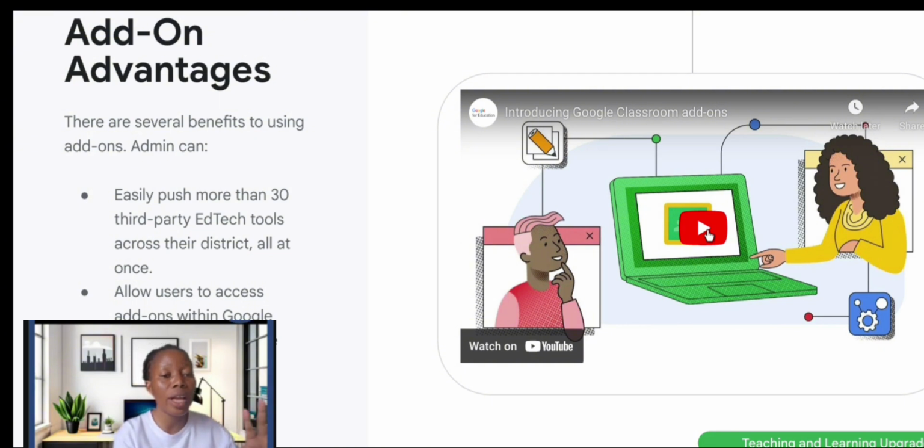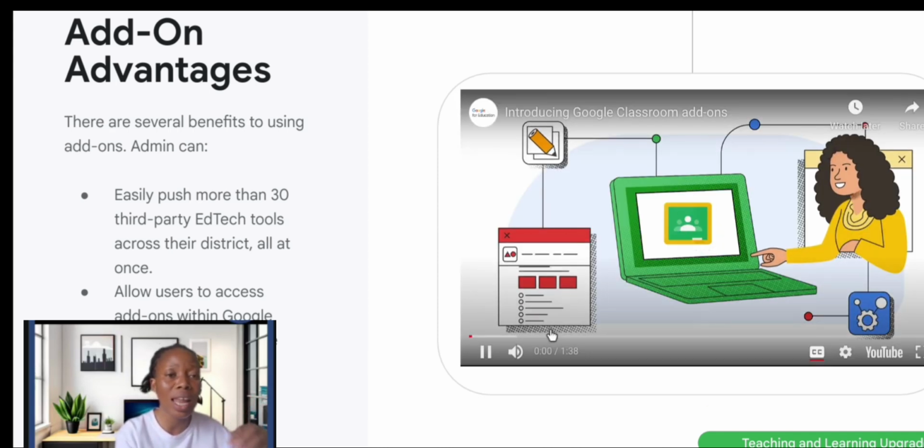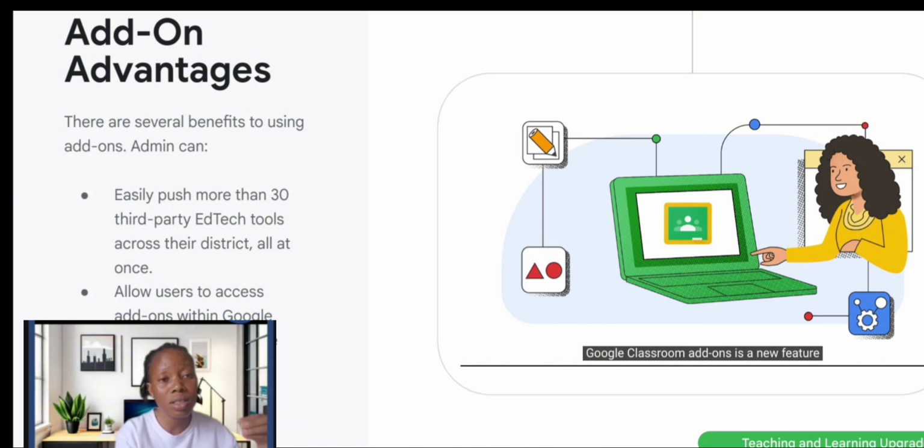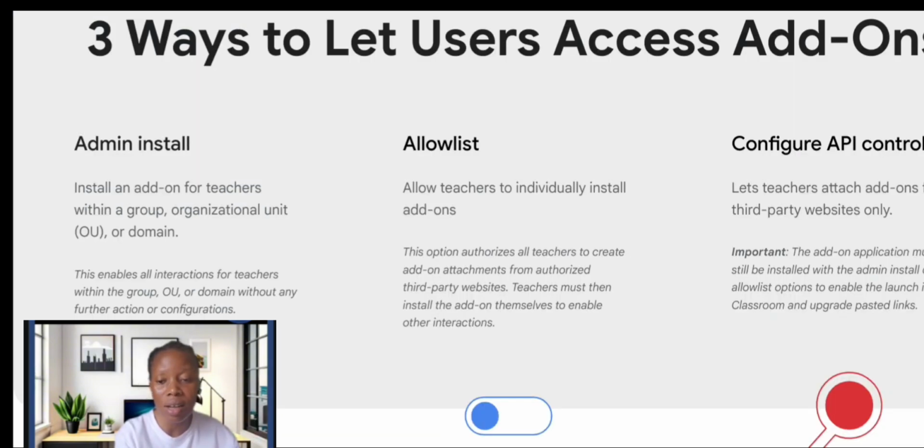So there are 3 ways to let users access add-ons. As an administrator, you have 3 ways to allow the teachers in your school to use this add-on. The first one we call admin install, meaning that admin will have to install an add-on for teachers within a group, organizational unit, or domain. This enables all interaction for teachers within the group, organizational unit, or domain without any further action or configuration.